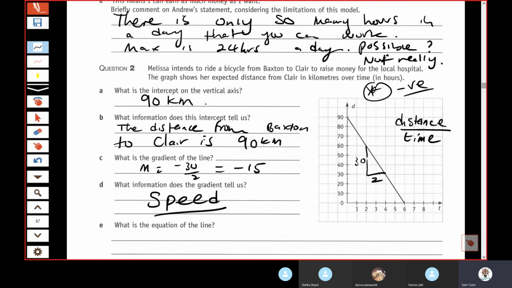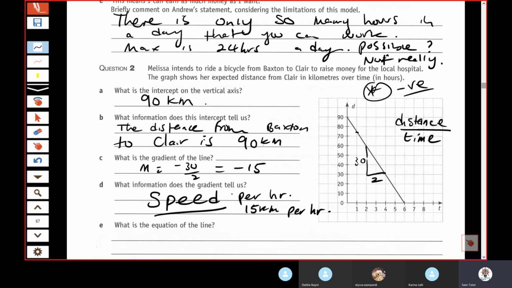So this here is 15. The information that it's telling us is the speed that she's traveling per hour. So she's going 15 kilometers per hour. Every hour, look, there you go. She lost 15 kilometers. 90, she's down to 75. From 75 in the next hour, she's down to 60 k's left. From 60 kilometers, another hour, she's down to 45. Another hour, she's down to 30. Another hour, she's down to 15. Another hour, she actually gets there.